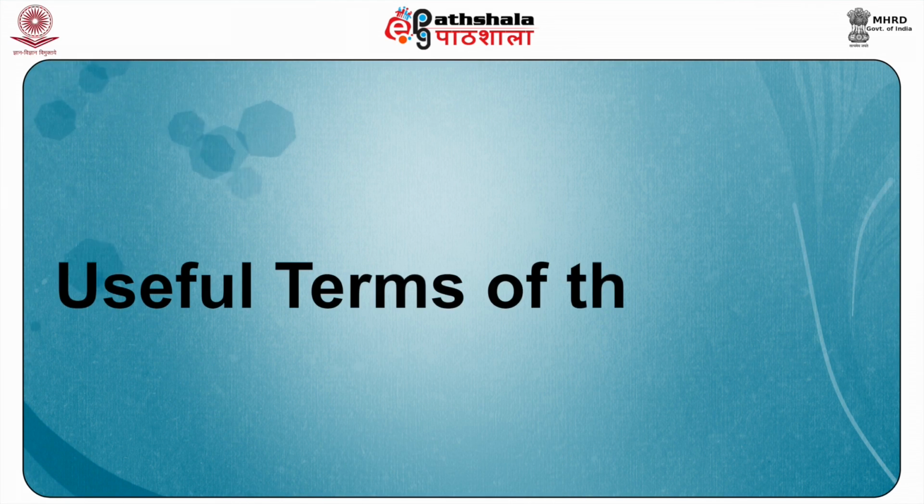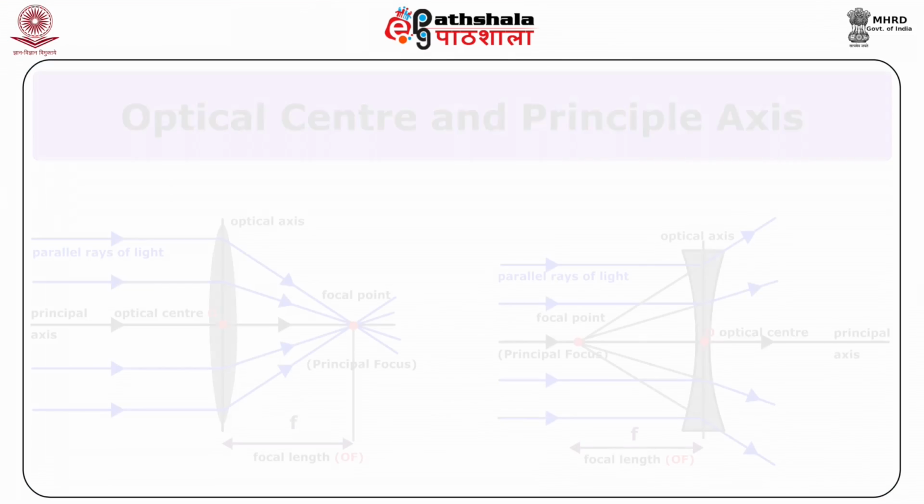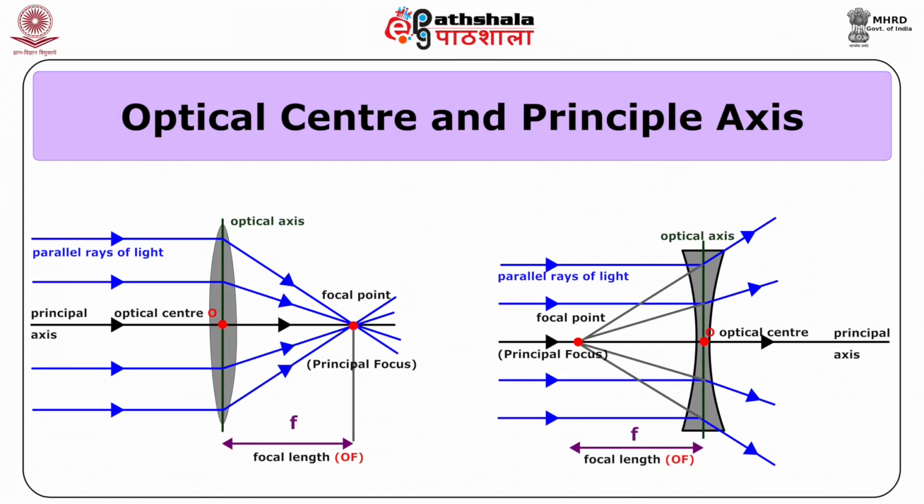Now we will discuss the useful terms of the lens. First, the optical center. It is a point within the lens through which light passes undeviated, or without changing its travelling path. Second, principal axis. The axis passes through the optical center of the lens, which is horizontal when the lens is placed vertical to the horizon. It is the line linking the centers of curvature of its surfaces.